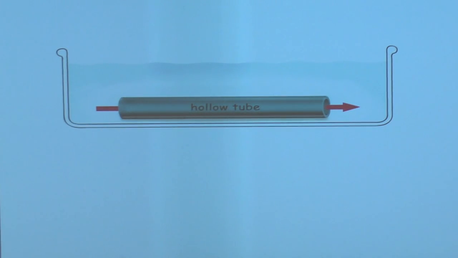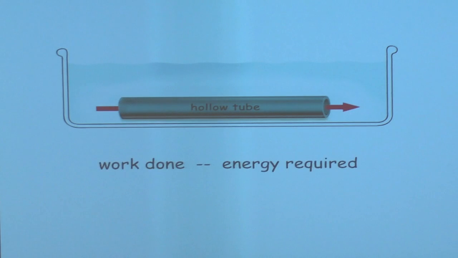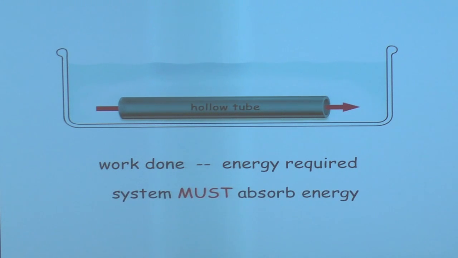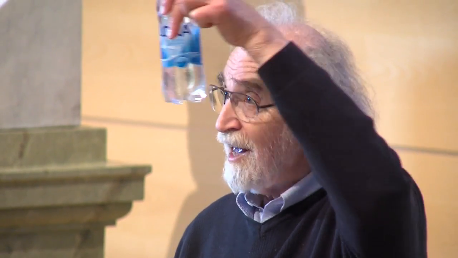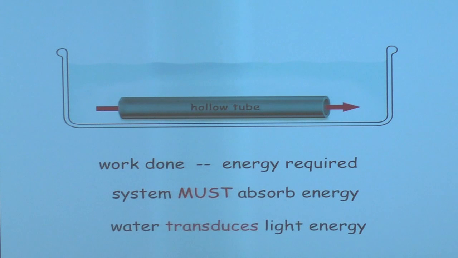Okay, so we have a hollow tube sitting in water, and we get spontaneous flow. Now, to get the flow, work is done because the water has some viscosity to it, and so if you have flow through a tube, work has to be done, and energy is required. And so unless we have a perpetual motion machine, which we don't believe, there's got to be a source of energy to drive it. And I've shown you the source of energy. It's that the water is absorbing infrared and other light from around. And what happens is that energy is transduced into other kinds of energy.